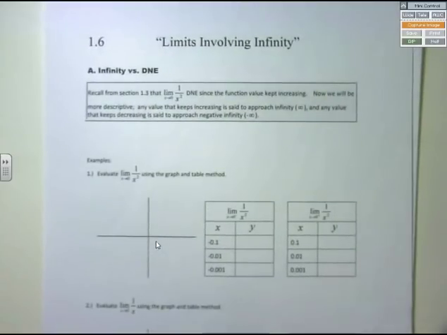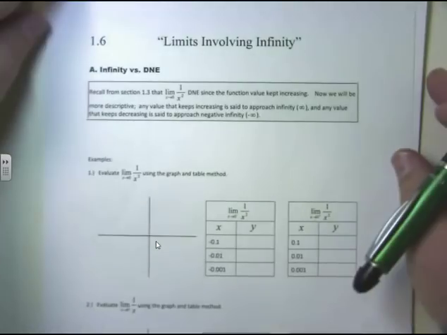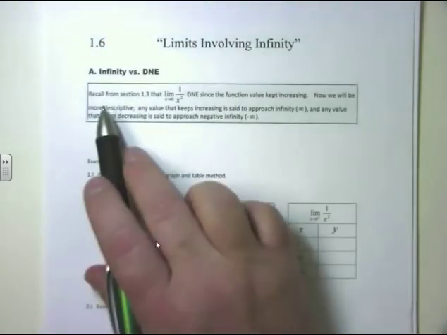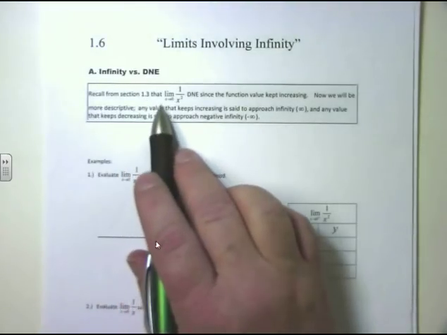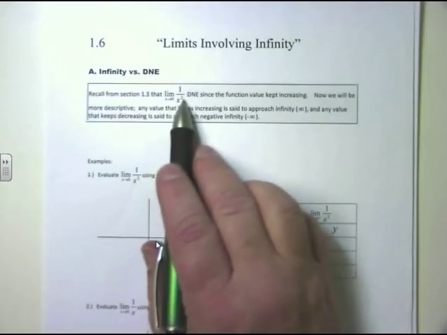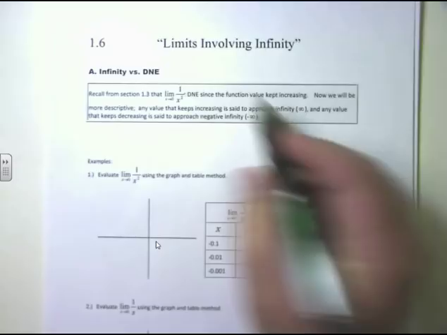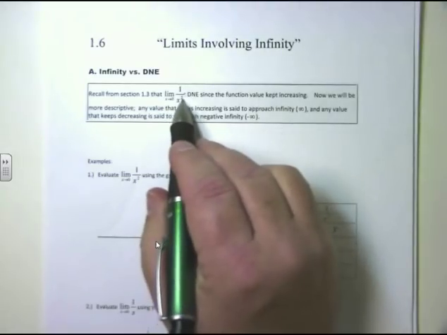Welcome back. We're now starting section 1.6, limits involving infinity. Now, in the past, we had this. Recall from section 1.3, when we take the limit as x approaches 0 of 1 over x squared, that would be equal to does not exist, because when you plug in 0, 0 squared is 0 and 1 over 0, you can't divide by 0.